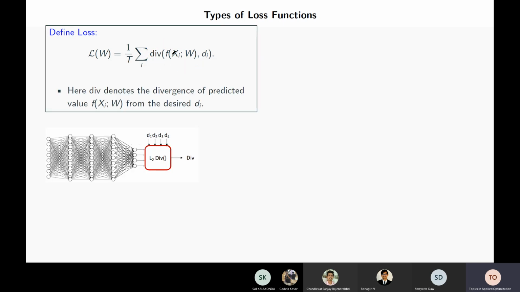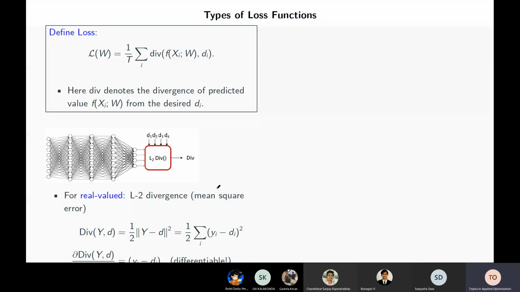So I can define some divergence function here to calculate how far I am from the desired output. These are the outputs, and then I will find out how different the outputs are from the desired output. So this loss function takes the predictions, which in this case is f(xi, w). This is the output from the network, and this is the desired output, and based on that we build a divergence function from here.